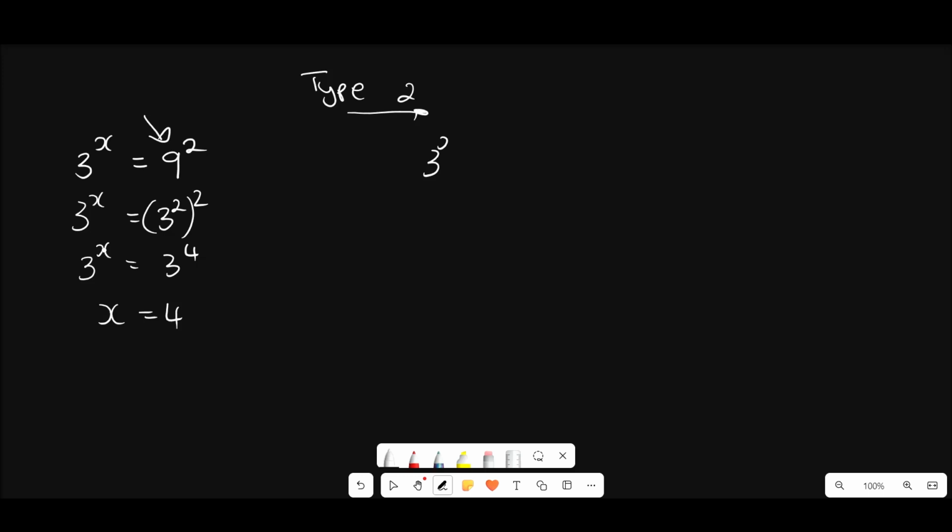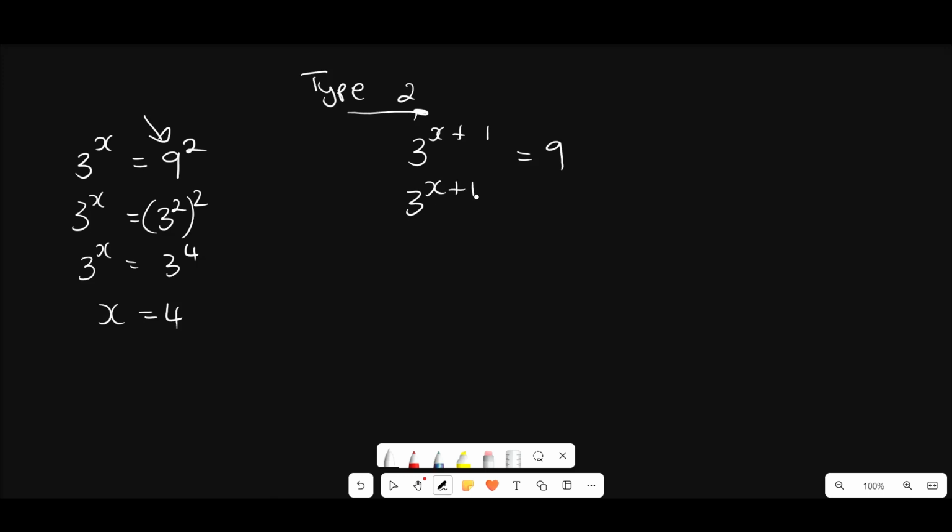So we're going to equate the two exponents. Similarly, if you have a polynomial in the exponent, let's say x plus 1, which is equal to the other exponent, you can also do the same.